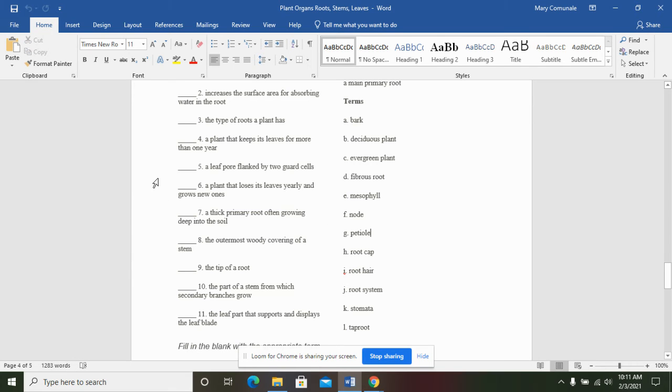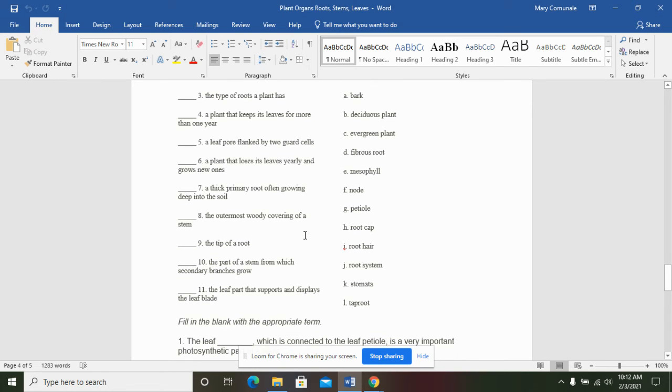Number 5, a leaf pore flanked by 2 guard cells. That is K, the stomata. Number 6, a plant that loses its leaves yearly and grows new ones. That's what we have around here, deciduous plants. Number 7, a thick primary root, often growing deep into the soil. It's going to be a tap root. Down here, L. The outermost woody covering of a stem is going to be A, the bark. Number 9, the tip of the root is going to be H, the root cap.